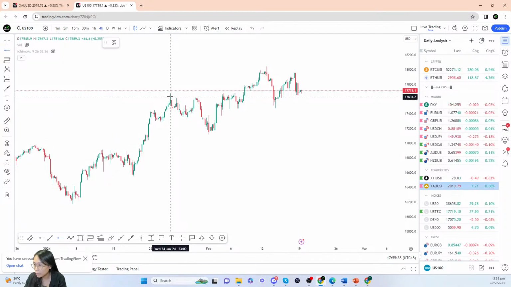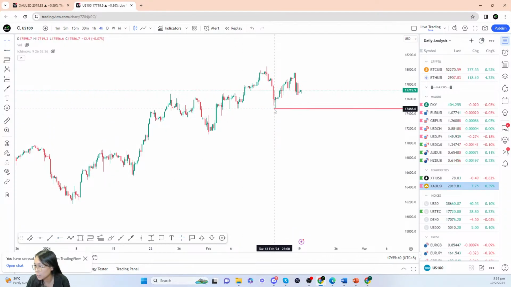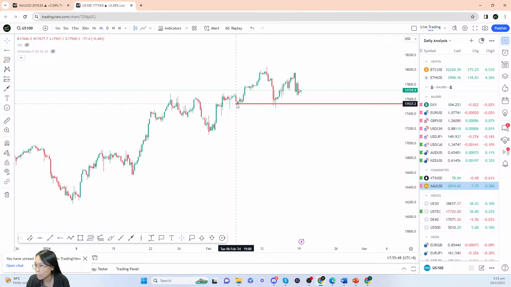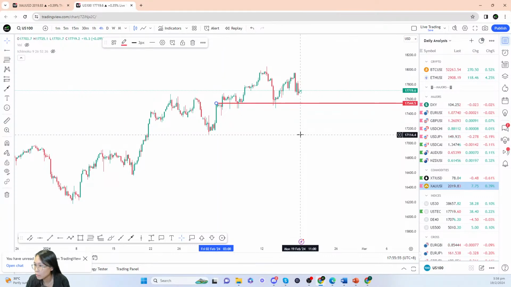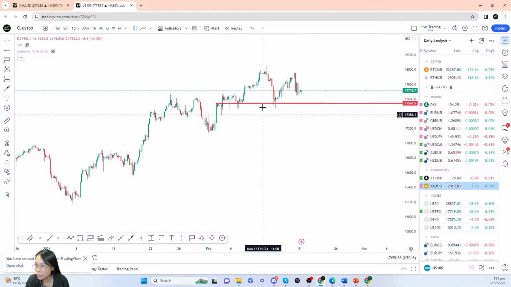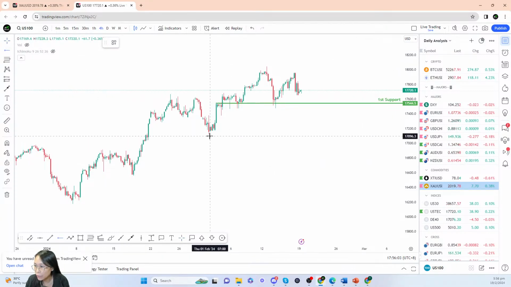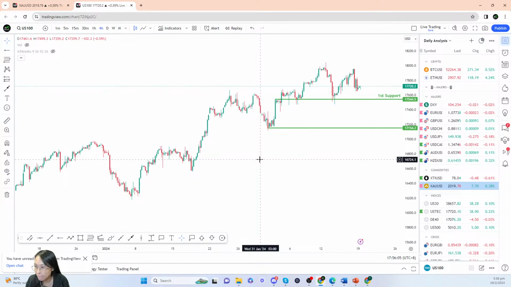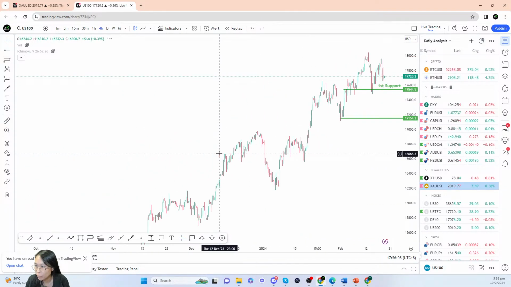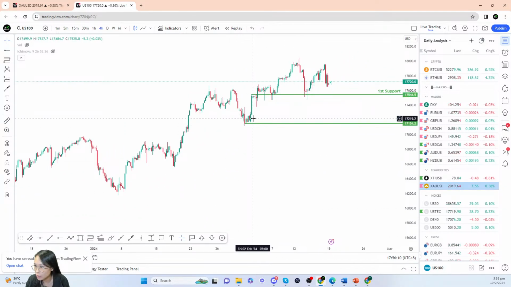For my first support level, I will pick this nice swing low. I can connect to the candles over here, and this will be my first support, followed by another swing low here.